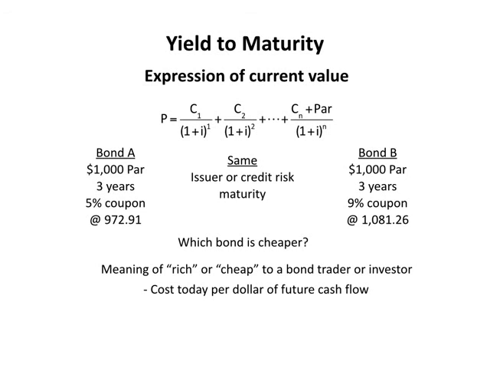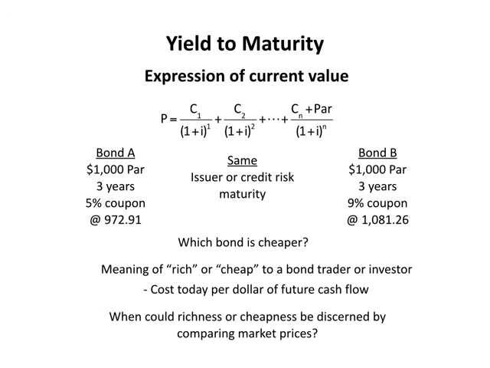When could one discern richness or cheapness in the sense described here by a simple comparison of one bond's dollar price to another bond's dollar price? The only situation in which richness or cheapness could be discerned by comparing dollar prices would be when every bond you're comparing is exactly the same in all regards excepting issuer. Not just the same credit risk and time to maturity as in this example, but all the bonds would also have to have the same coupon rate, same embedded optionality, the same compounding frequency, and so on.